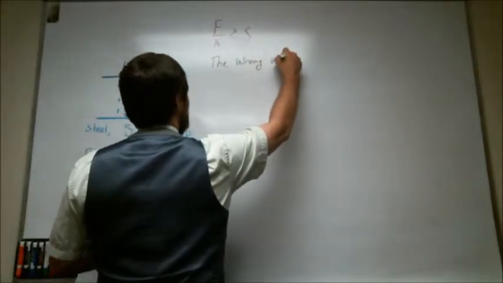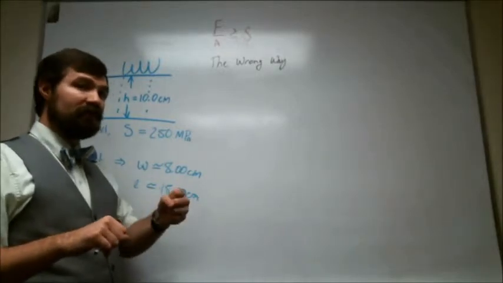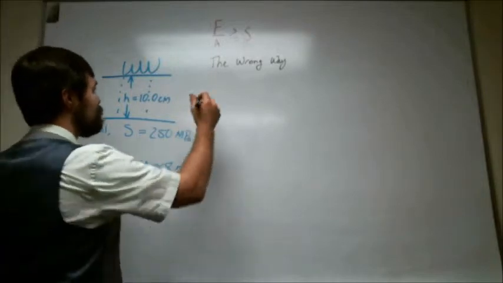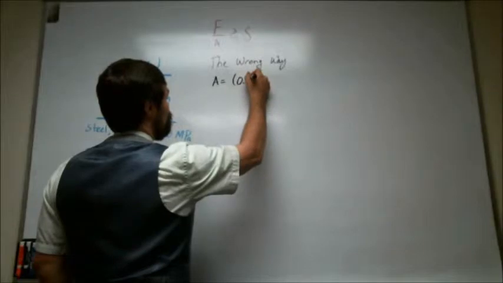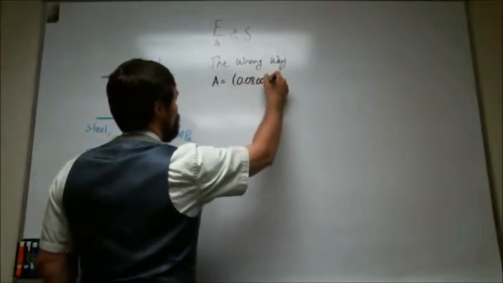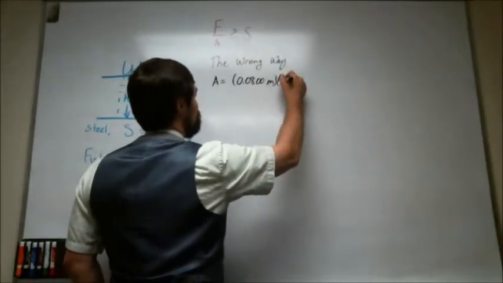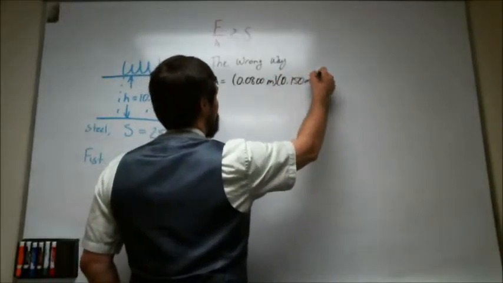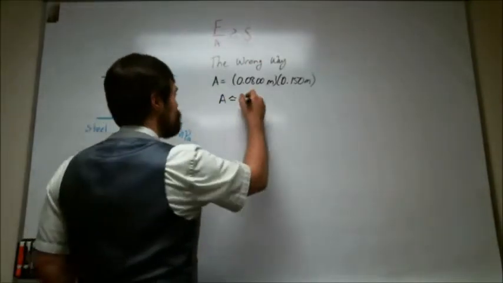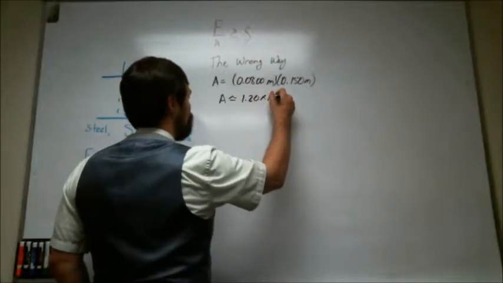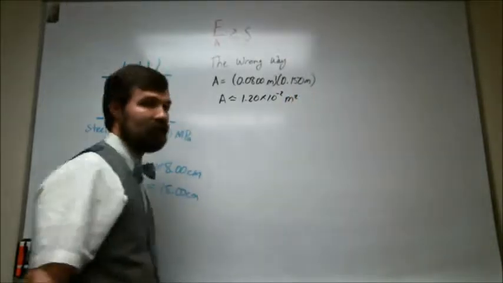In the wrong way, we say he has a fist that is 8 by 15, so the area of his fist is 8 centimeters times 15 centimeters. And so we get a total area of 120 square centimeters, which is 1.2 times 10 to the minus 2 square meters.